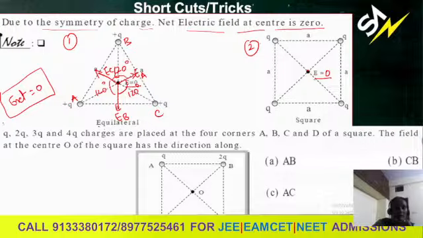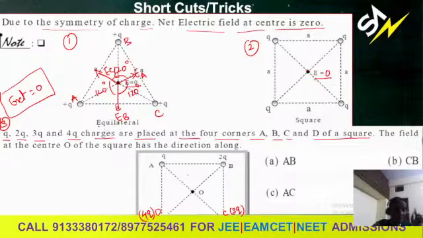And here we are given one question. Come to this third. Q, 2Q, 3Q, 4Q charges are placed at the four corners A, B, C and D of a square. Let it be, this is C, it is D. At C, 3Q. Here 4Q. Like this, these are not similar. If they are similar charges, you can say at the center E net value is 0. So different magnitudes of charges are placed at the corners of a square.